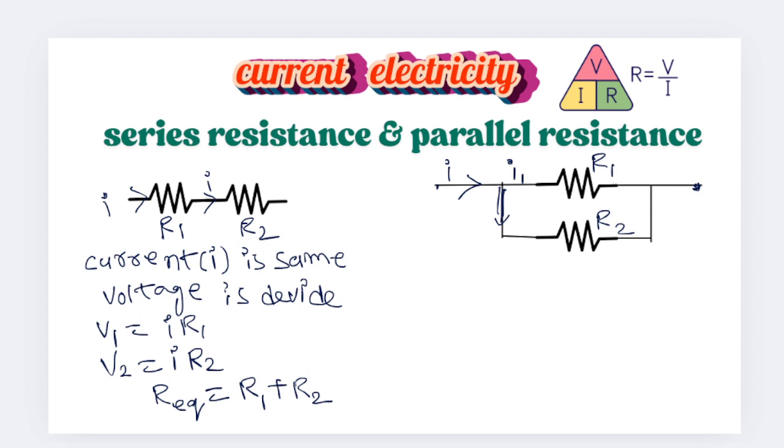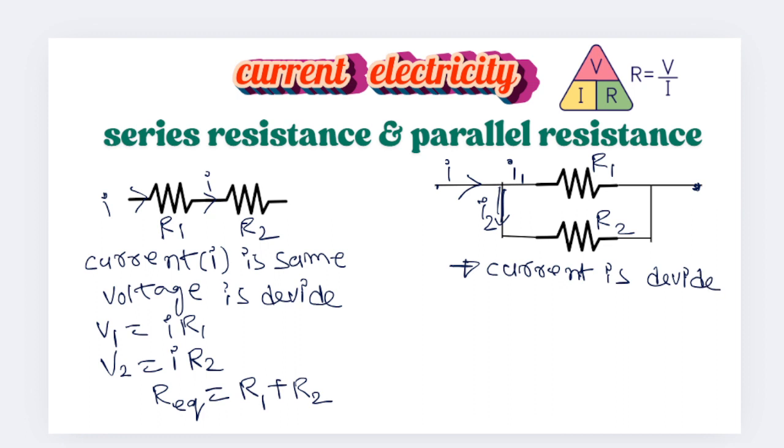Next you need to find out the parallel resistance. In parallel resistance, you have to consider 2 points. One is current: here the current divides. Due to branching, the current I enters the circuit and then divides into 2 parts, I1 and I2. Here the current is divided.